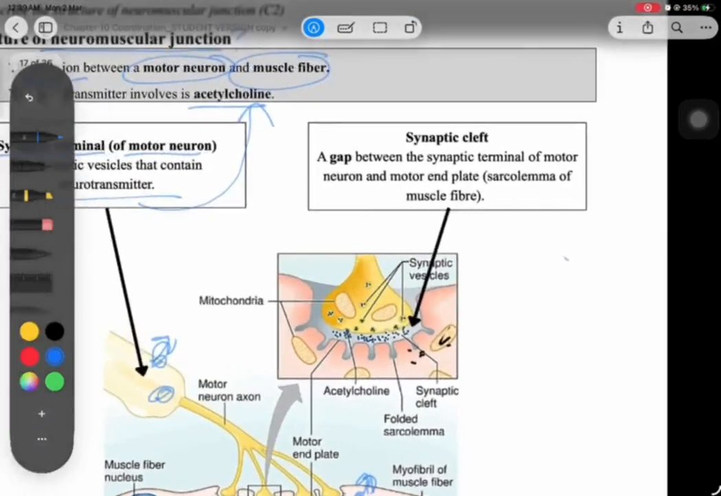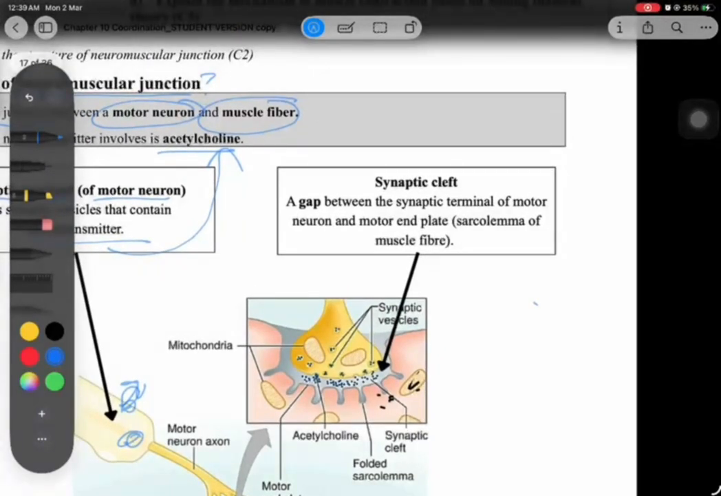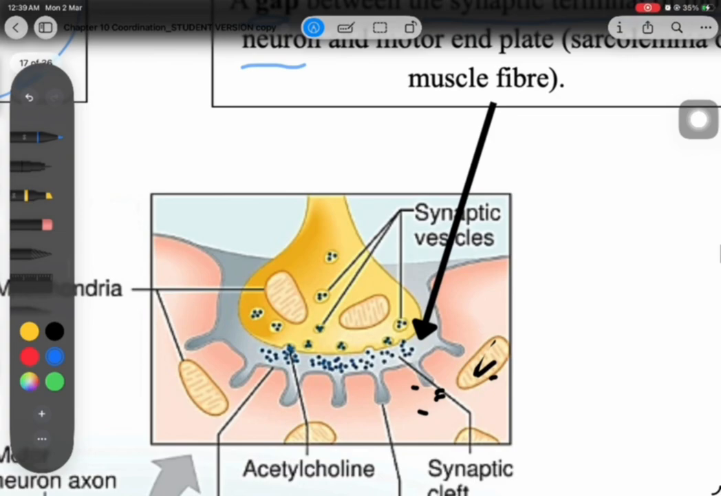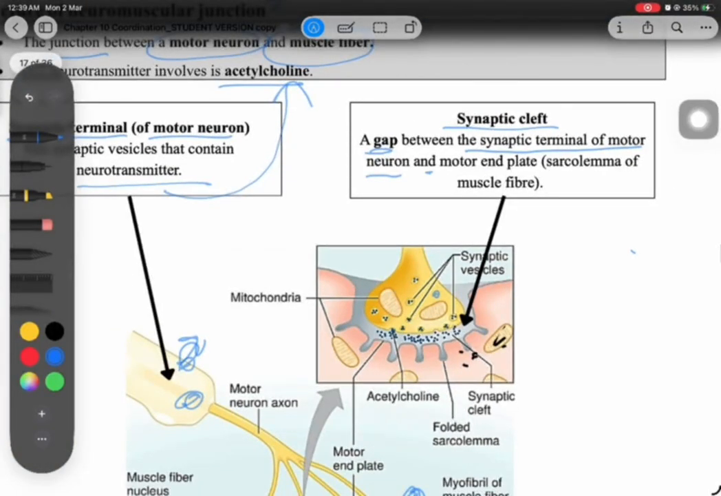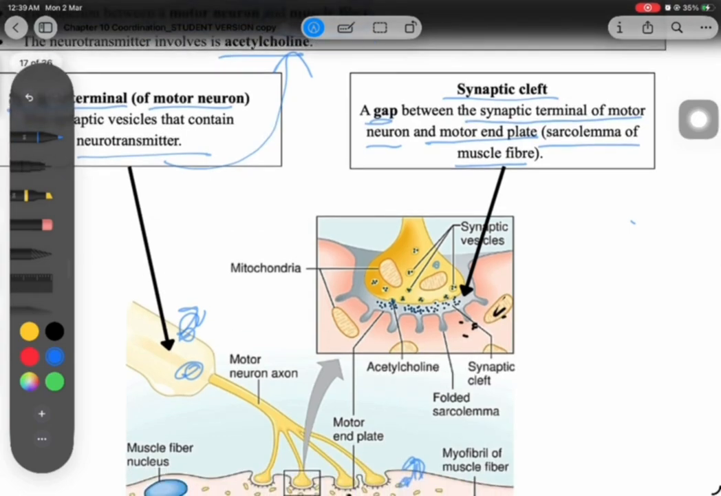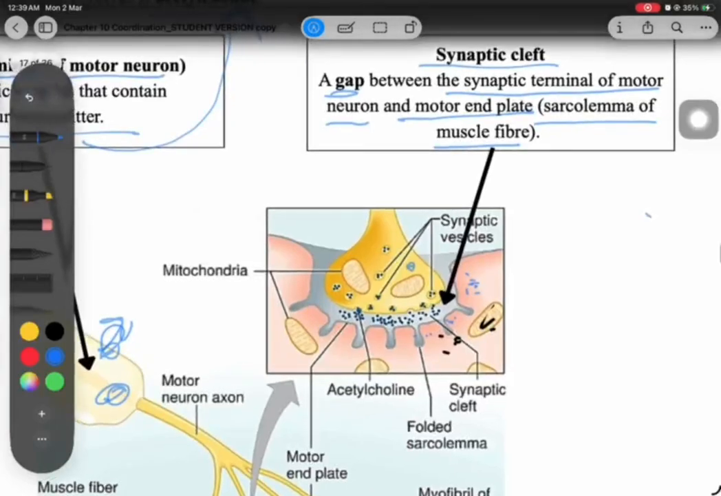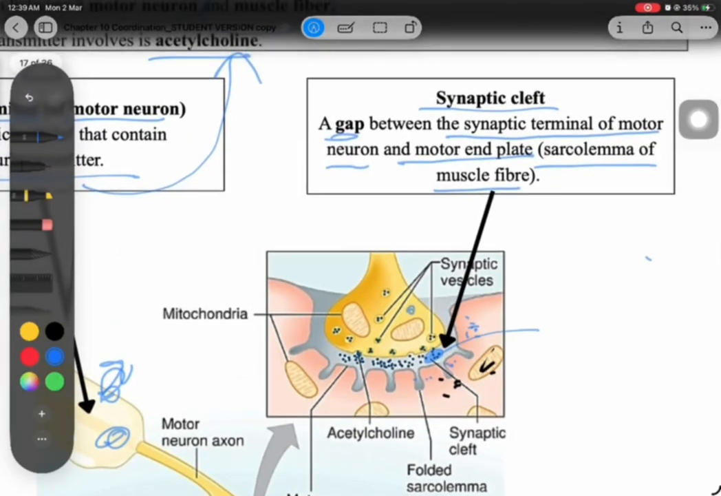So secondly, we'll be talking about the synaptic cleft. What is that? It is a gap between the synaptic terminal of the motor neuron, which we can see here as the yellow one, and the motor end plate, known as the sarcolemma of muscle fibers, which you can see here with the peach color. So this gap over here, we call the synaptic cleft.